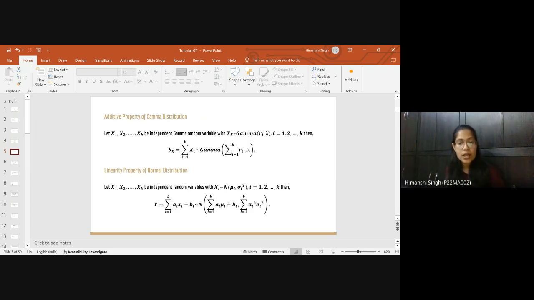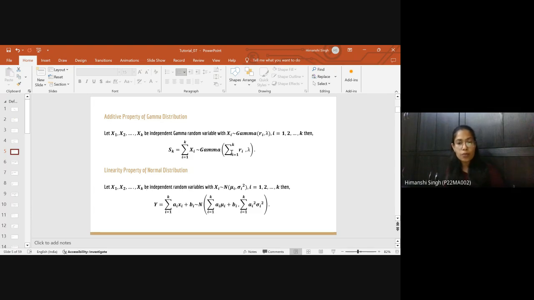Then if I consider a linear combination of these, so we are basically taking the linear transformation of xi, which is summation of ai xi plus bi, with the summation running from 1 to k. Then this will again follow the normal distribution with mean summation i going from 1 to k of ai mu i plus bi, and variance summation i going from 1 to k of ai squared sigma i squared.